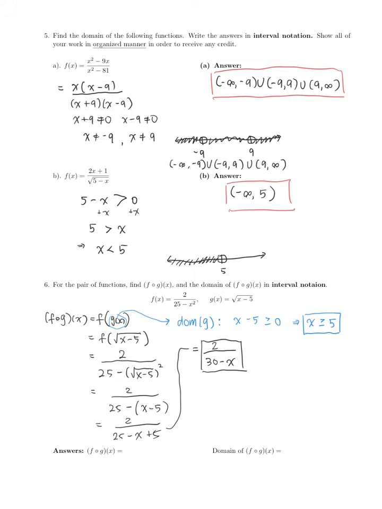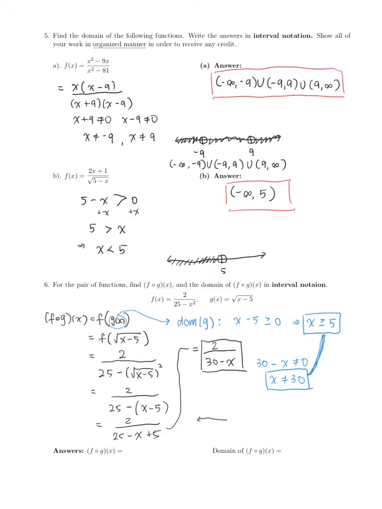Now let's look at the domain of the final result. The bottom cannot be 0, so that means the restriction is 30 minus x cannot be 0. Add x on both sides, that implies that x cannot be 30. So for the domain of f of g, we need to consider these two cases. Okay, so with that said, let me draw out the number line according to the situation.